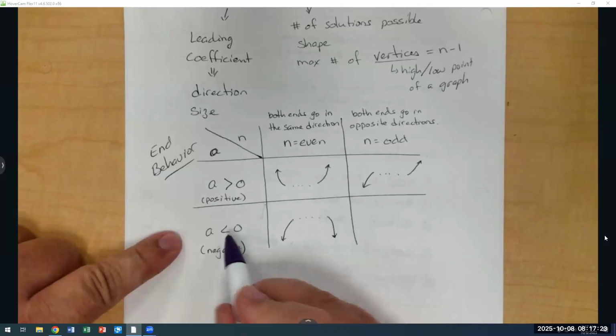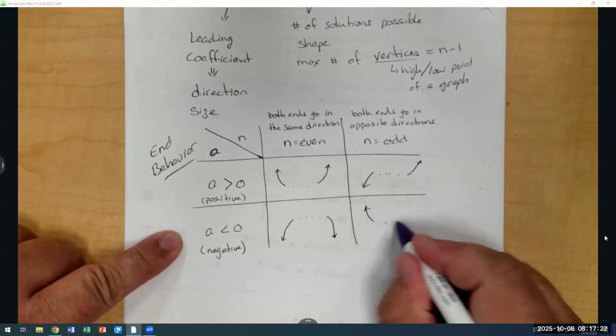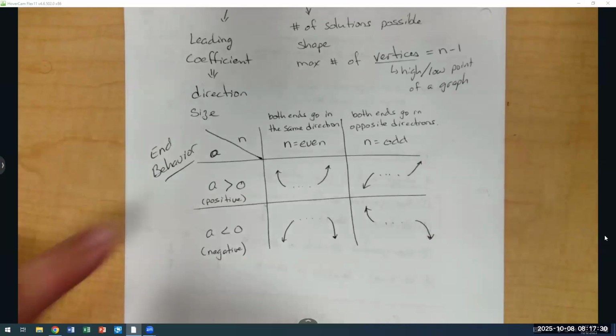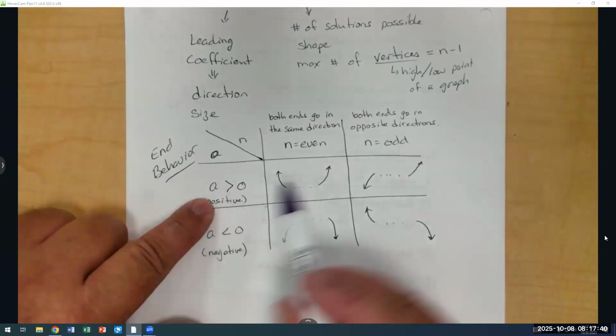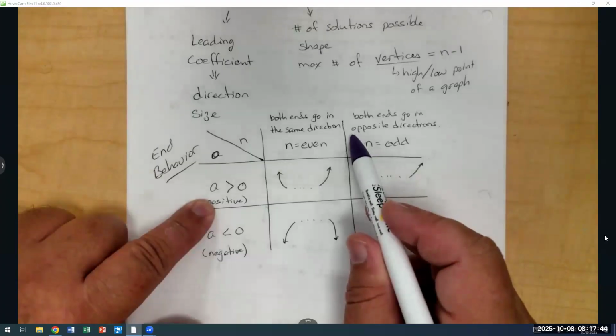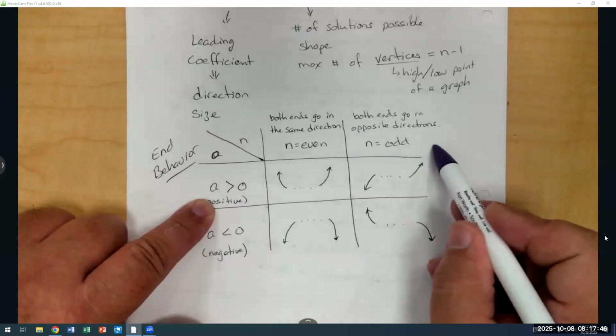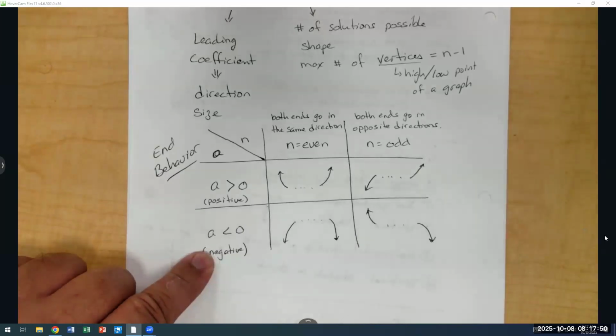If A is negative and n is odd, the graph will look like this. Because remember, what we're looking for here is this. We always read left to right. If A is positive, the right side has to be going up. It's positive, it's going up to the right. If A is negative, on the right-hand side, it's going down.